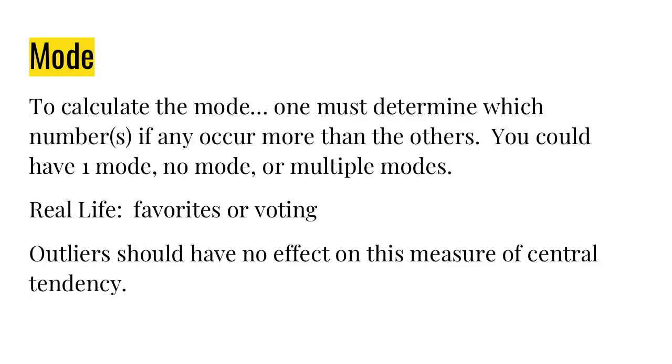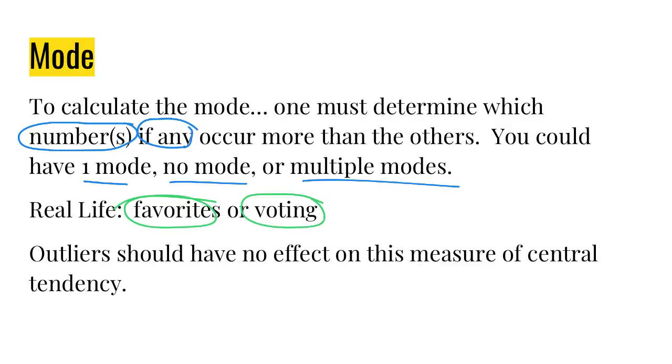The mode. To calculate the mode, one must determine which number or numbers, if any, occur more than the others. You could have one mode, you could have no modes, you could have multiple modes. In real life, this is used when we're talking about what's your favorite or which person got the most votes. Outliers should have no effect on this measure of central tendency. You'll just have to be careful and check that out.